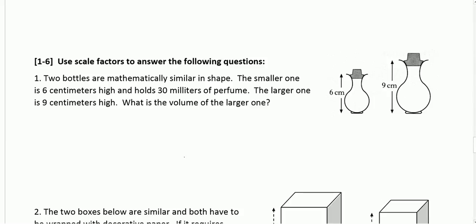Alright, in number 1 here, we have two bottles that are mathematically similar. The smaller one is 6 centimeters high and holds 30, I think it should say milliliters, I think we got a misspell there, of perfume. The larger one is 9 centimeters high. What's the volume of the larger one? So we have a comparison of heights. Remember, height is a one-dimensional thing, and we have a ratio 6 to 9, small to large, and we can reduce that ratio if I divide by 3. 6 divided by 3 is 2, 9 divided by 3 is 3. So 2 to 3 is my one-dimensional ratio.